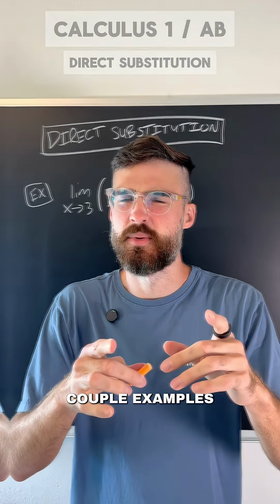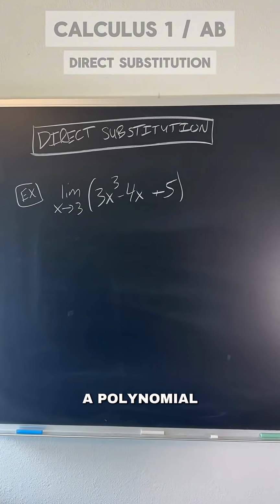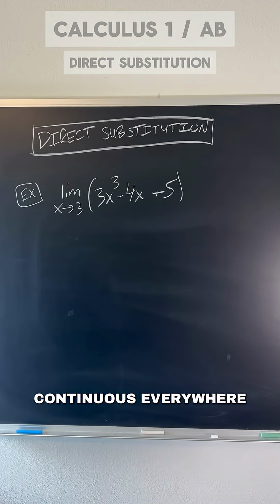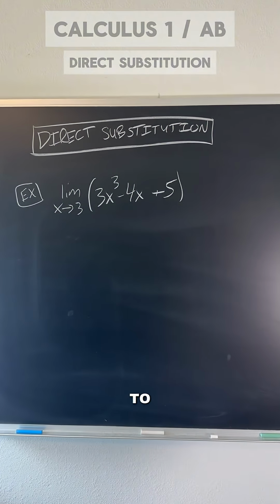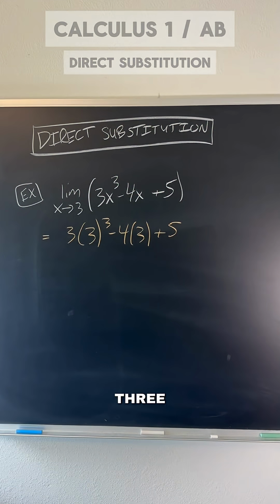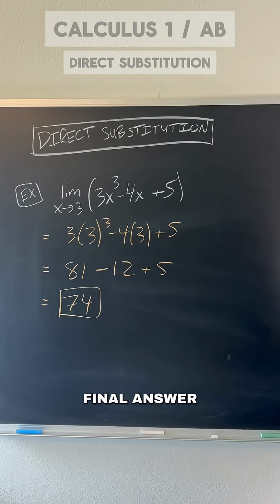Let's go ahead and try a couple examples. In this example, we're asked to find the limit of a polynomial. We know that polynomials are continuous everywhere, therefore we can use direct substitution to evaluate this limit. We go ahead and plug in 3, we simplify, and we get our final answer.